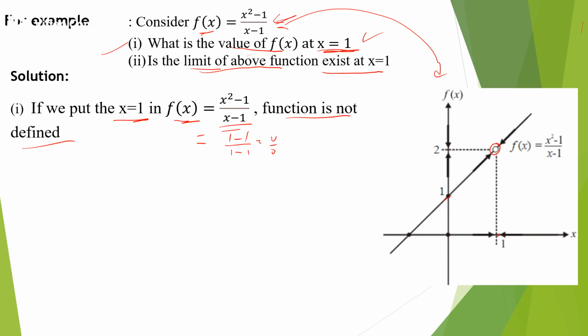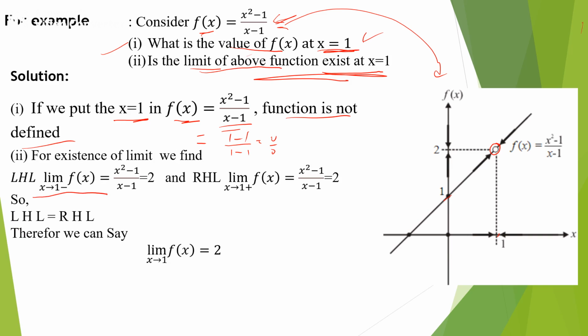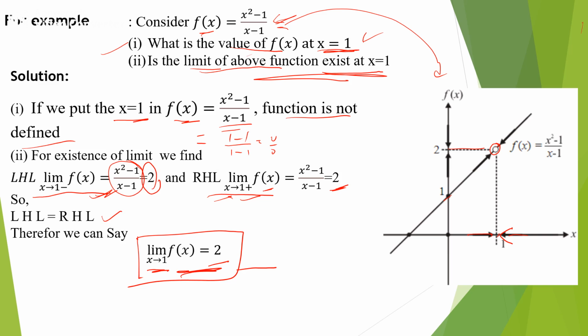Now we check whether the limit of that function exists at x = 1. For the existence of the limit, first we find the left hand limit and then the right hand limit. The left hand limit, x tends to 1 minus of f(x): if you put 1 minus epsilon, or say 1 minus h, we get 2, the left hand limit. And if we approach x = 1 plus in that function, we get 2, because when x approaches from the right side we get approximately the value 2, and from the left side we get the value 2. So the left hand limit and the right hand limit are the same, and we can say the limit when x approaches 1 is 2. So the limit of that function exists at x = 1, but the value of the function at x = 1 is not defined.